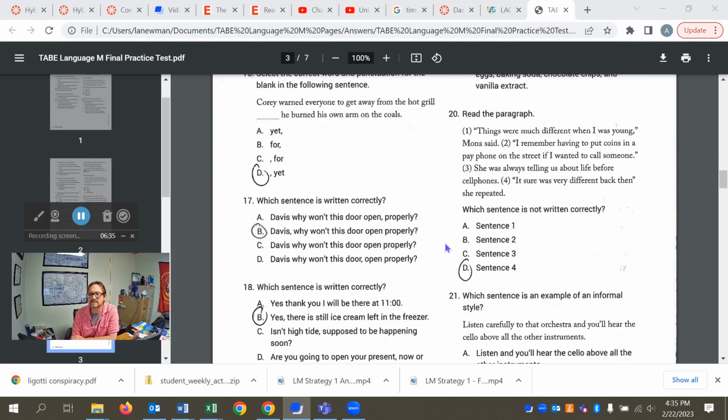Okay, 20, which sentence is not written correctly? It's D, sentence 4. We're missing the comma before we close the quotation marks. That is our correct punctuation of a quotation.